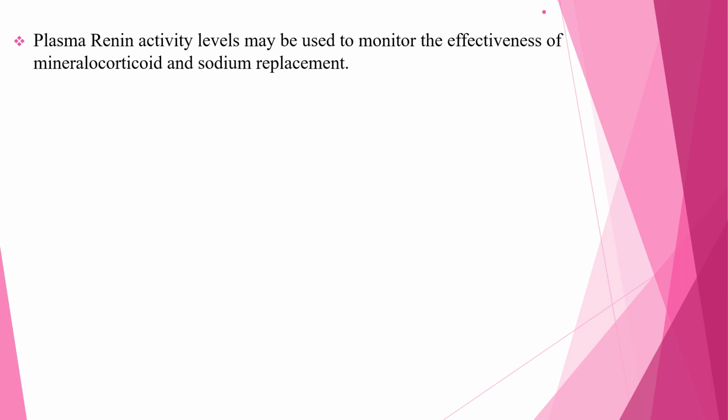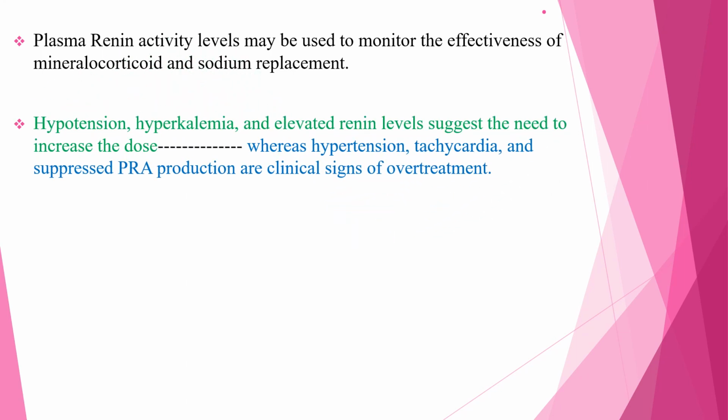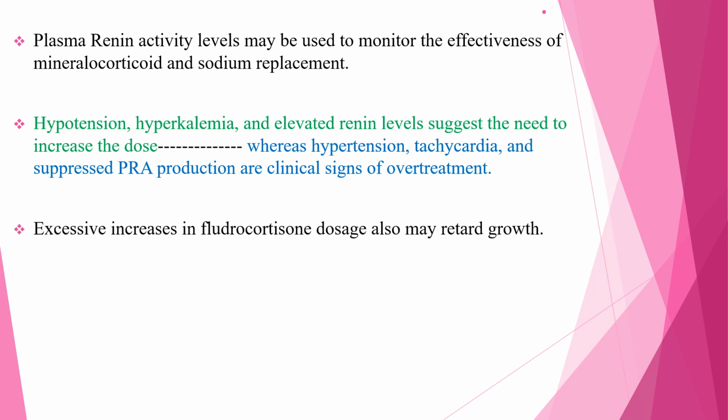Plasma renin activity levels might be used to monitor the effectiveness of mineralocorticoid and sodium replacement. Hypotension, hyperkalemia, and elevated renin levels suggest the need to increase the dose, whereas hypertension, tachycardia, and suppressed renin levels are clinical signs of overtreatment. Excessive increase in fludrocortisone dosage also might retard growth.